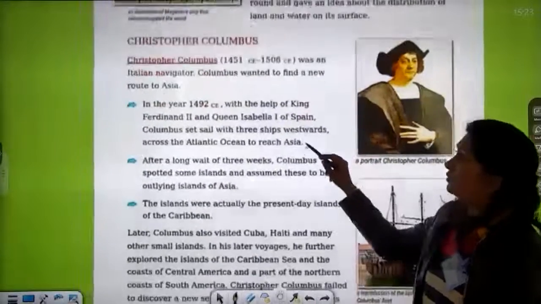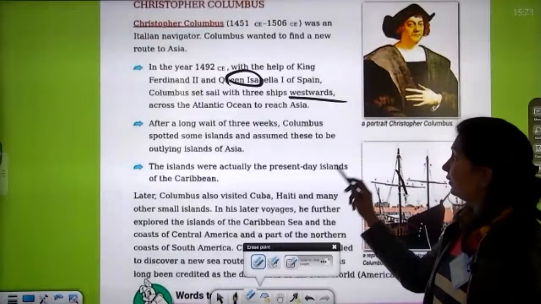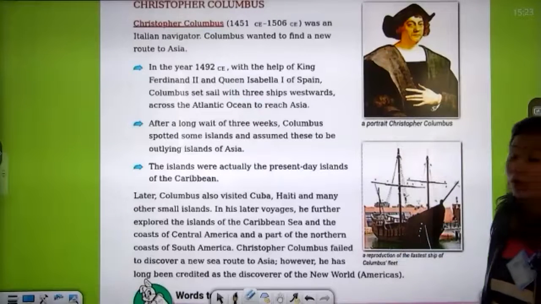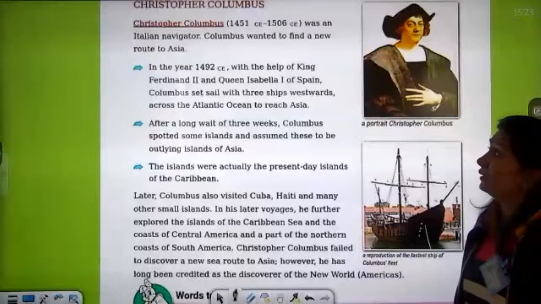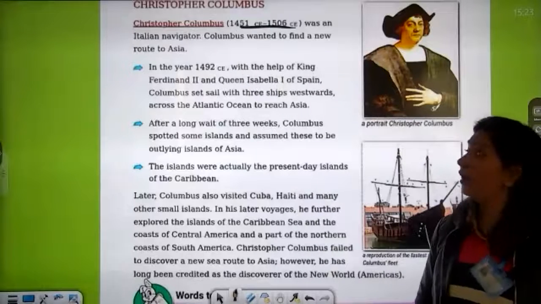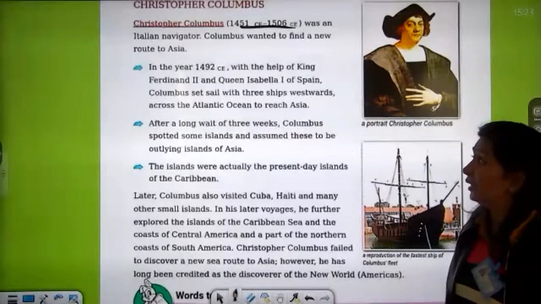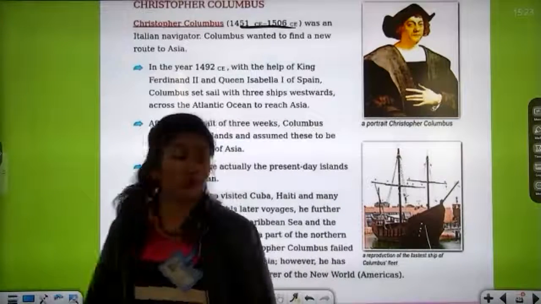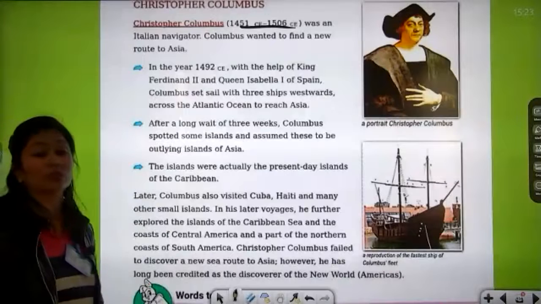Now Christopher Columbus. Christopher Columbus was also an explorer. Yes, and he started his expedition to search. He was the discoverer of America. Yes. He was an Italian navigator. His time was from 1451 to 1506, and Columbus wanted to find a new route to Asia. In the year 1492 CE, with the help of King Ferdinand II and Queen Isabella I of Spain, Columbus set sail with 3 ships westwards across the Atlantic Ocean to reach Asia.